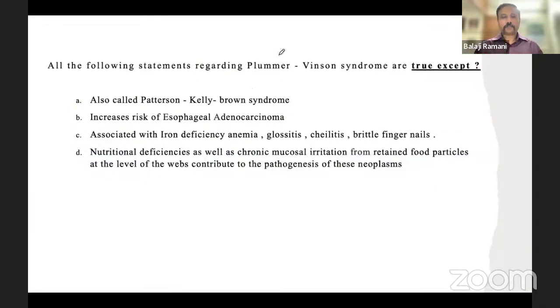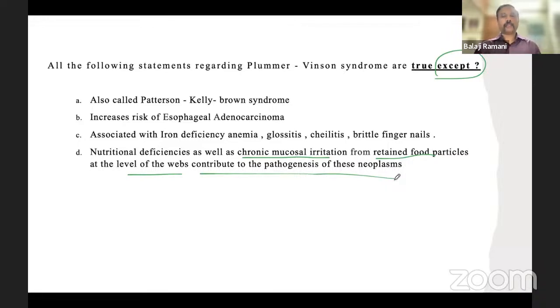Right. All the following statements regarding Plummer-Vinson syndrome are true except, so which is the false statement here. Also called Patterson-Brown-Kelly syndrome, increases the risk of esophageal adenocarcinoma, associated with iron deficiency anemia, glossitis, cheilitis, brittle fingernails, nutritional deficiencies, and chronic mucosal irritation with retained food particles at the level of the webs contributes to the pathogenesis of these neoplasms.